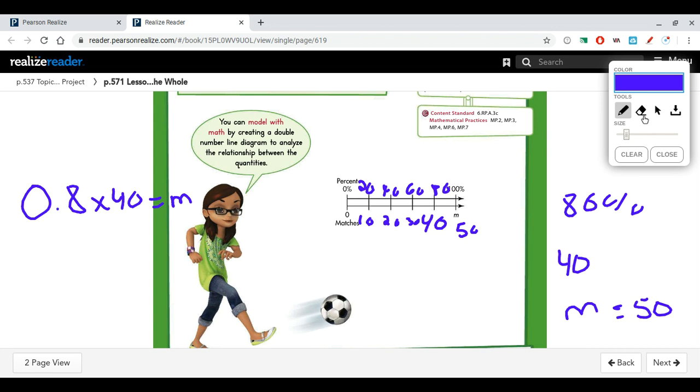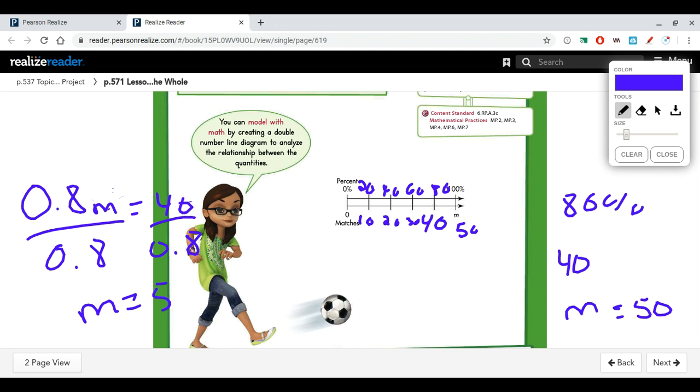Let me reset. Because it's not going to be times 40. It's going to be times M, because M is going to be the total, but I already know my value. So it's going to be 0.8 M equals 40. And to solve for this, I'm going to divide both sides by 0.8. And when I divide both sides by 0.8, I end up with M equals 50.